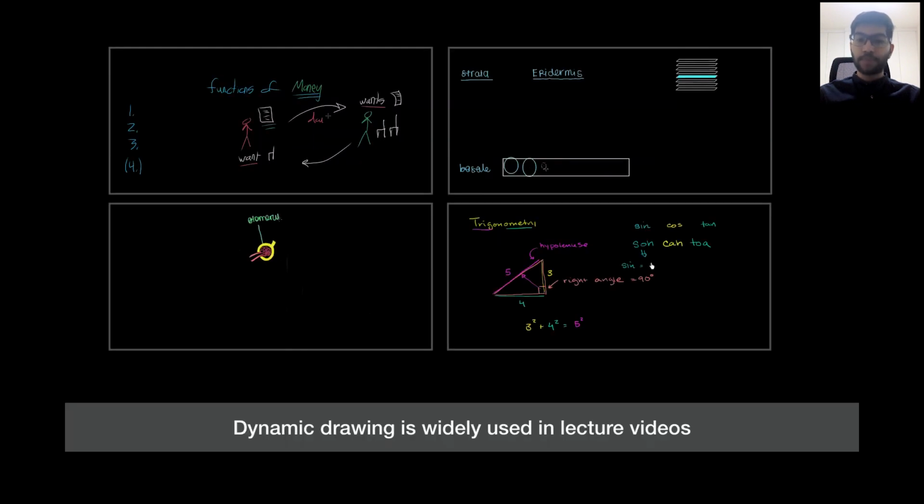Dynamic drawing is a popular presentation style in online lecture videos like Khan Academy. It is considered to make videos more engaging and better for learning. But literature is largely inconclusive regarding the effects of dynamic drawing.